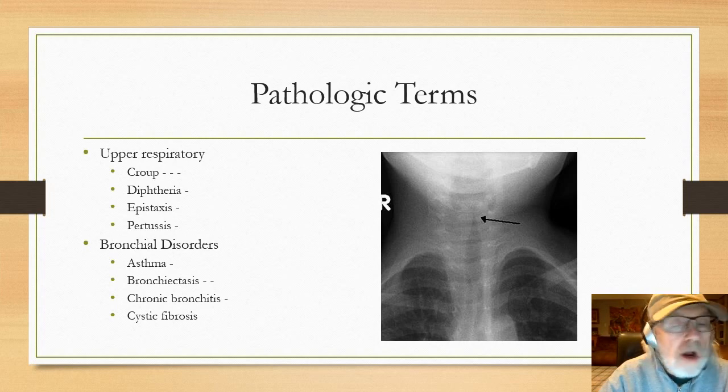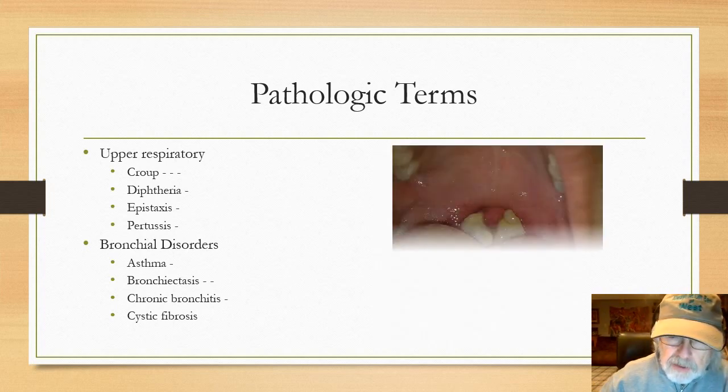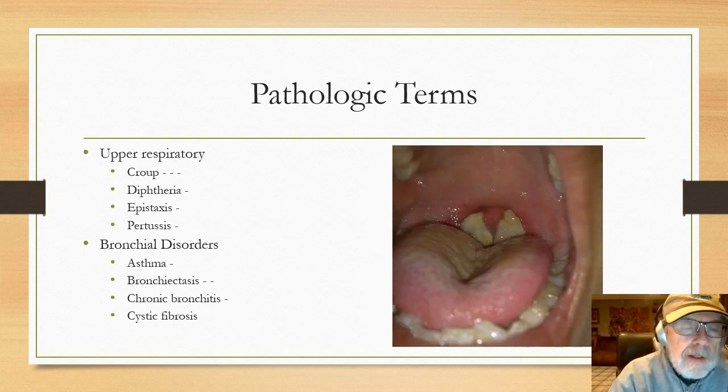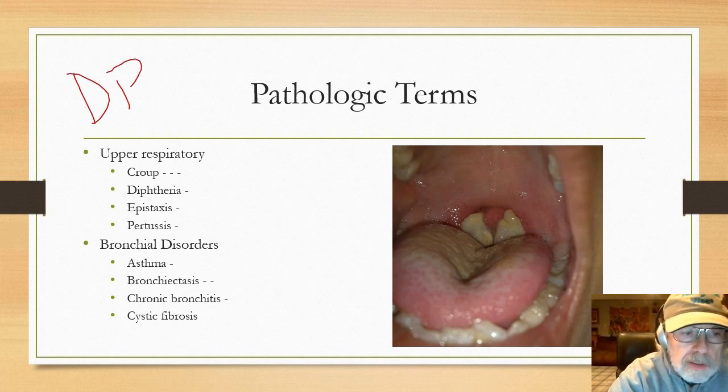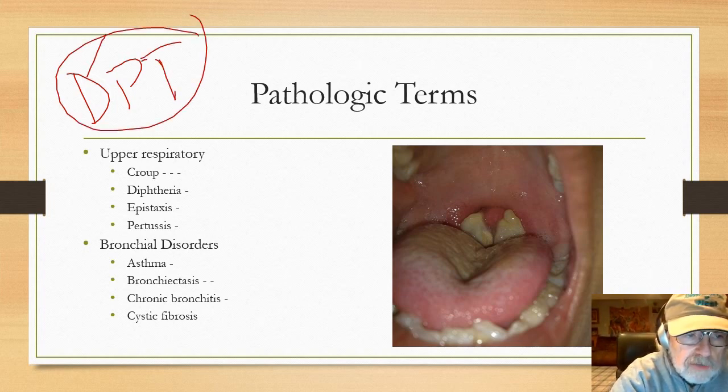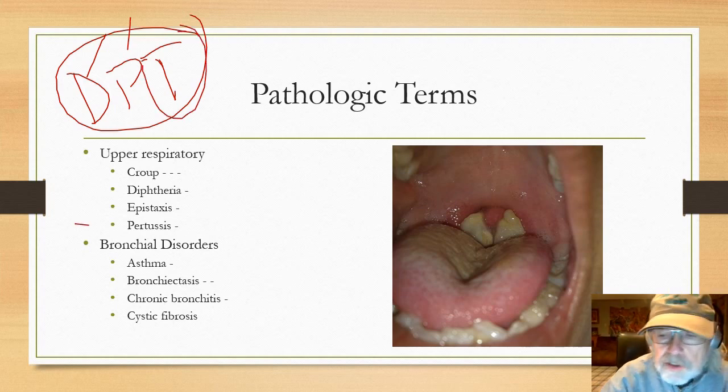It's that barking cough. Once you hear that type of cough, it sounds like a seal in the next room, and that's croup. Okay, diphtheria is a little bit different thing. Now, diphtheria we don't see much, and the reason why we don't see diphtheria is because kids frequently get the DPT vaccination. D stands for diphtheria, P stands for pertussis, which we'll talk about in a second, and T stands for tetanus.